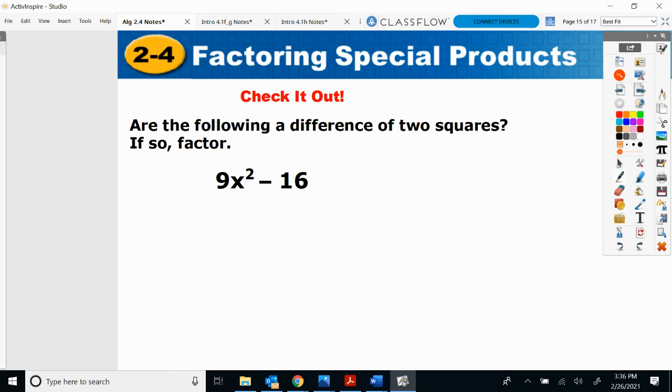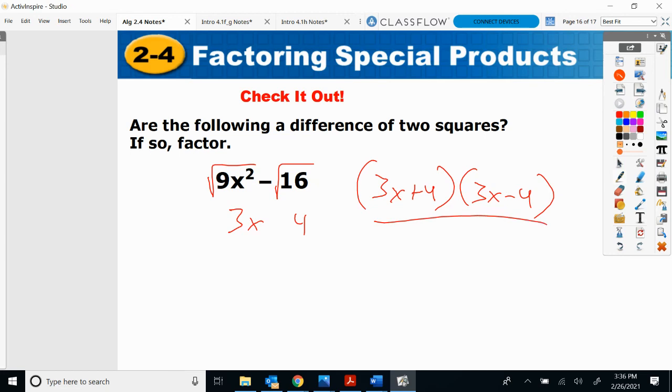All right. Let's take a look and see what this would work out to. We can take the square root of both of them. So we get 3x and 4. So then we put it together. We got 3x plus 4 and 3x minus 4. So it does actually factor out. There's your 2.4 lesson, you guys, and that is the end of Unit 2.